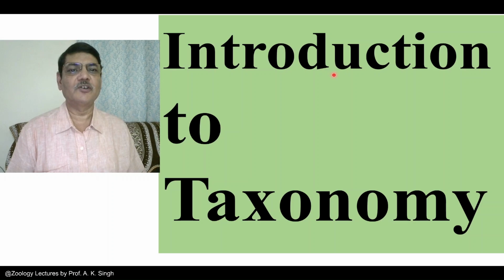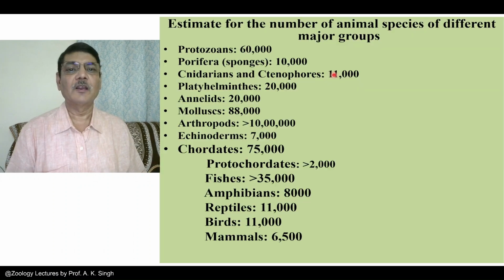So in this presentation, I will be mainly discussing some basic aspects of taxonomy. Taxonomy is a branch of biological sciences that deals with naming, characterization, and classification of organisms. Here, I would be mainly talking about animal taxonomy.